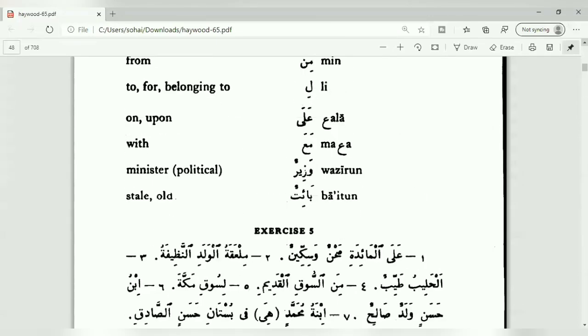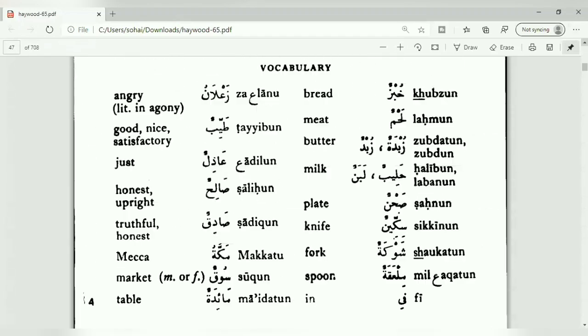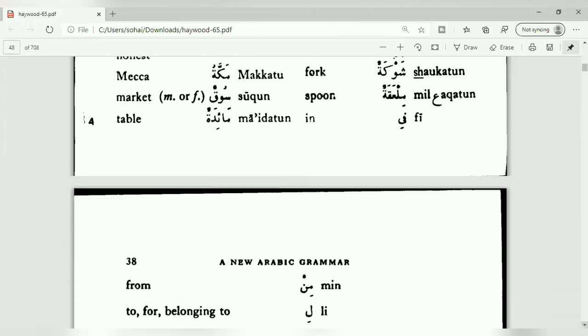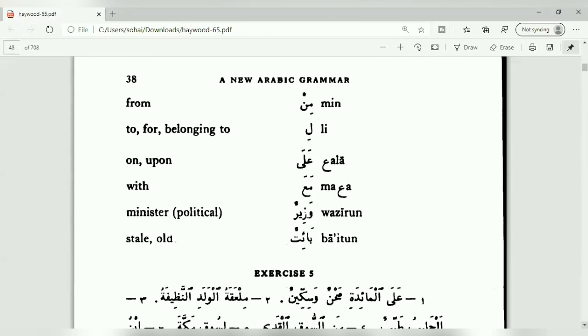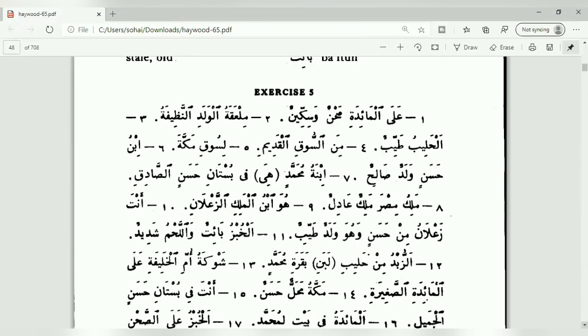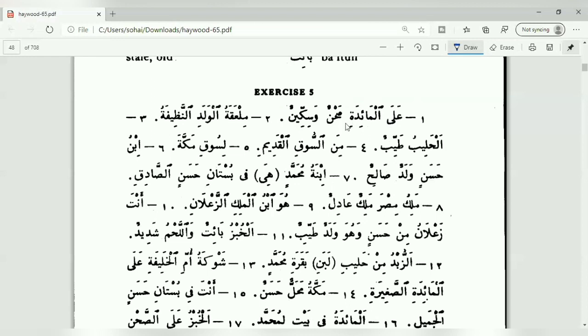We are on page 38 of the book, and you could find all the vocabulary which will be used on page 37 and 38. You could go through the vocabulary and memorize it in your own time. I will tell you the meanings of each word I use in the exercise. Number one, على المائدة صحن والسكين. Sahn means plate, sikkin means a knife. A plate and a knife.